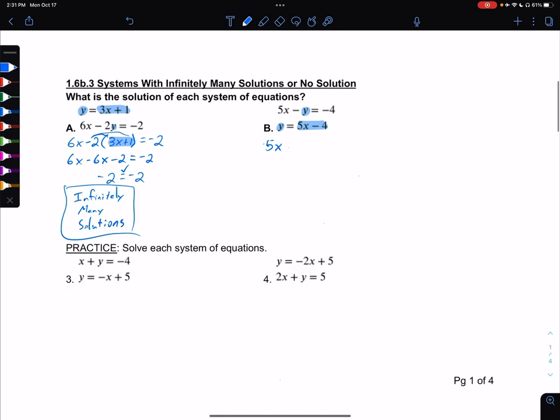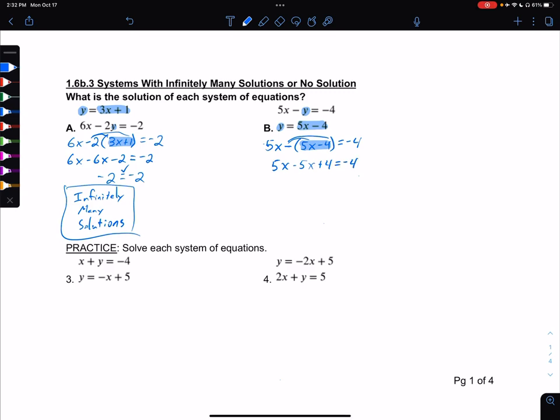You have 5x minus, and then that y value is going to be replaced with 5x minus 4, and that will be negative 4. Make sure you put that expression in parentheses, because this subtraction sign right here applies to the entire term. So again, be very careful with that. So we're going to take that negative, treat it like a negative 1, and distribute it in. So we have 5x minus 5x plus 4 equals negative 4.